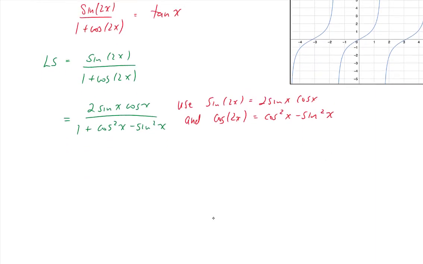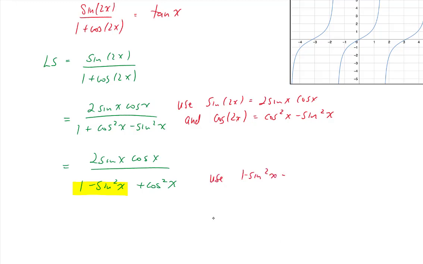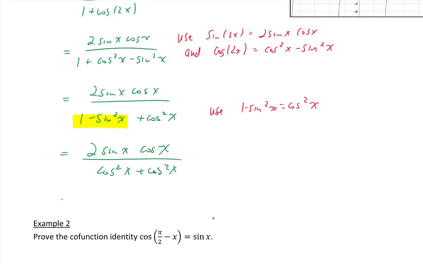Remember, our goal is to get tan of x. Let's rearrange the denominator. Next, we'll deal with the 1 minus sine squared. So I'm going to use the following identity. So I get 2 sine x cos x, and I'm going to get cos squared x plus cos squared x. So that gives me 2 sine x cos x over 2 cosine squared x.